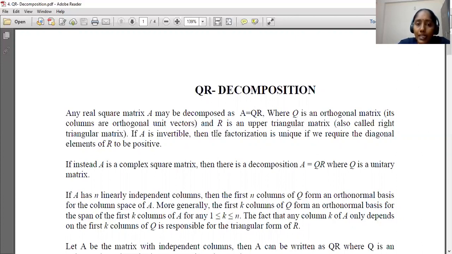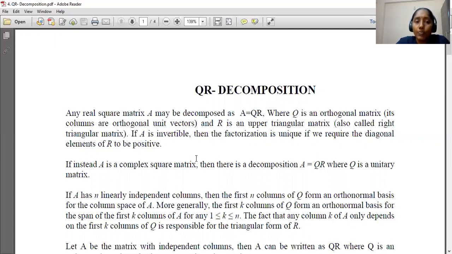Here any matrix A is decomposed as Q into R, where Q is an orthogonal matrix. The columns of Q are orthogonal unit vectors, and R is called the upper triangular matrix. If A is invertible, then the factorization is unique if we require the diagonal elements of R to be positive. Okay, now there is no need for that compulsion. Any matrix can be decomposed as Q into R.